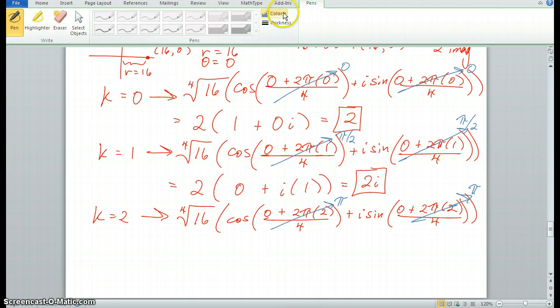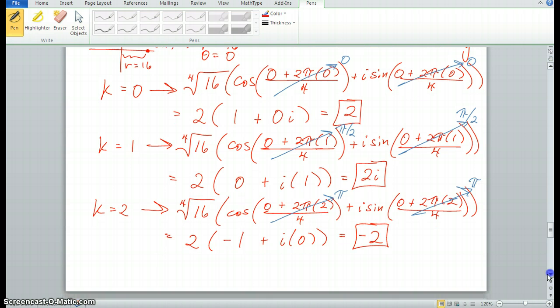All right, so we'll go ahead and continue with the calculation. 4th root of 16 is 2. Cosine of pi, negative 1. Sine of pi, we've got 0. Again, unit circle comes up. Once again, 2 times negative 1 is negative 2. 2 times 0i, or just 0. So yes, negative 2 is the third root as anticipated.